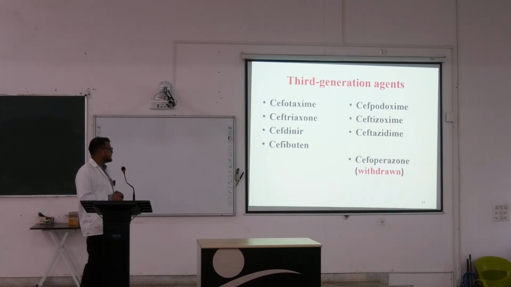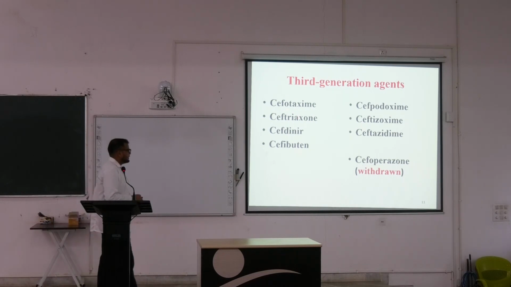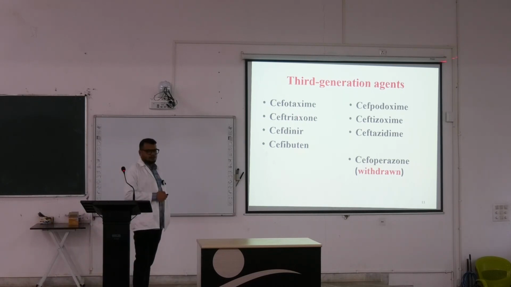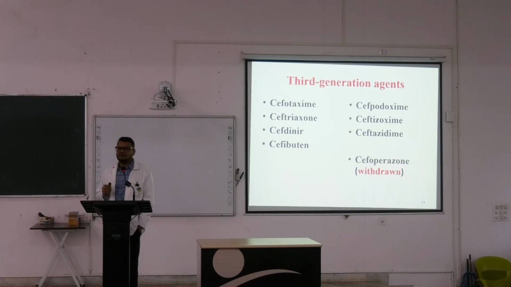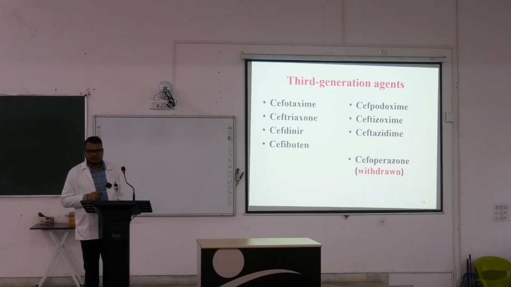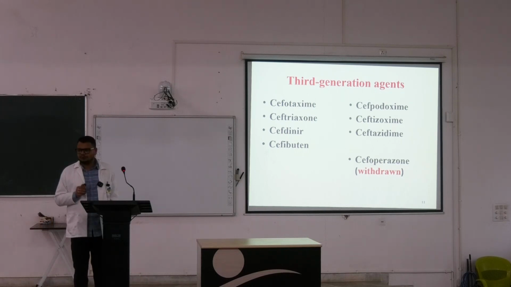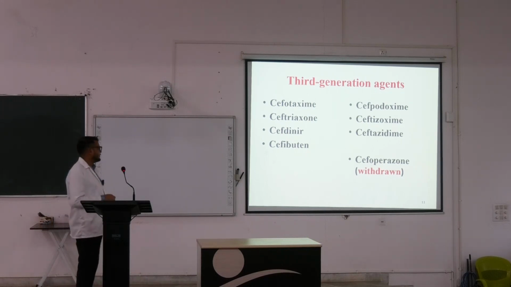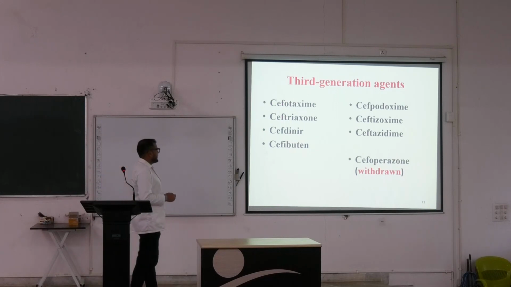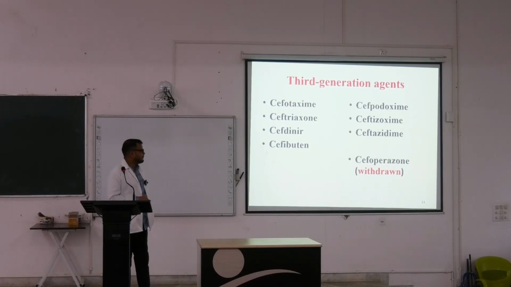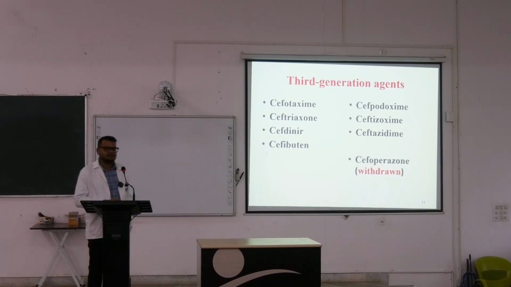So what are third generation? Third generation, very important, ceftriaxone, most commonly used antibiotic in the hospital setting. Okay, ceftriaxone, we know it as monocef or zone, probably everybody has heard. Cefotaxime, ceftriaxone, cefdinir, ceftibuten, cefpodoxime, ceftriaxone and ceftazidime. Cefoperazone is now withdrawn from the market. So these are third generation.